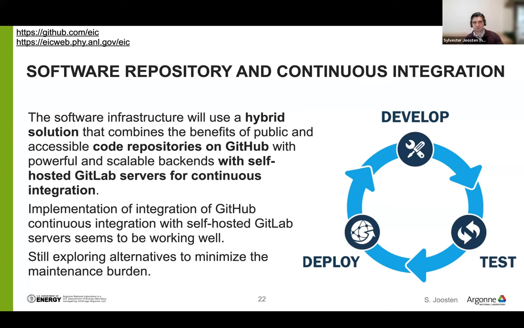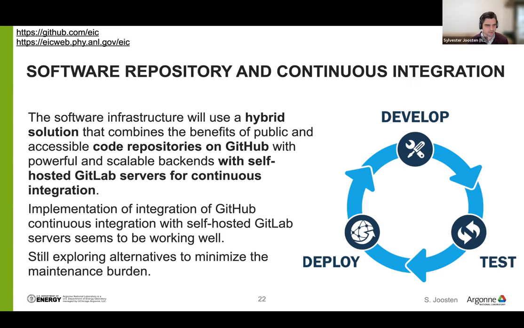Okay, about software repository and continuous integration. This was the first discussion we had. The software infrastructure will use a hybrid solution that combines the benefits of public and accessible code repositories on GitHub with powerful and scalable backends with self-hosted GitLab servers for CI.